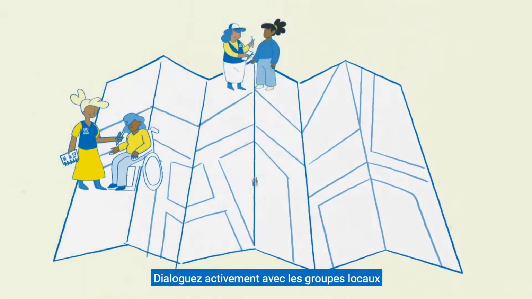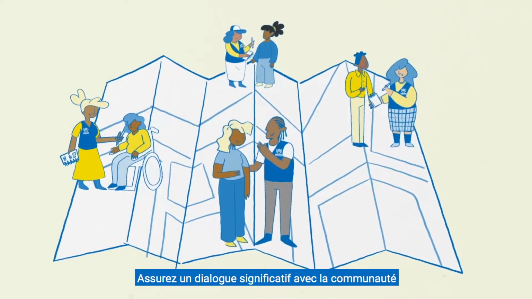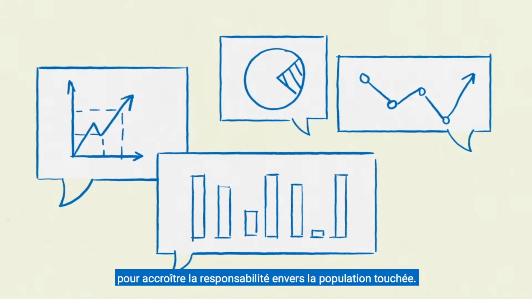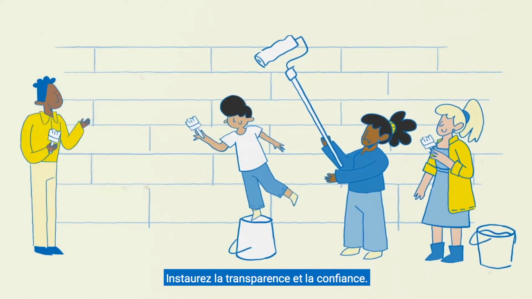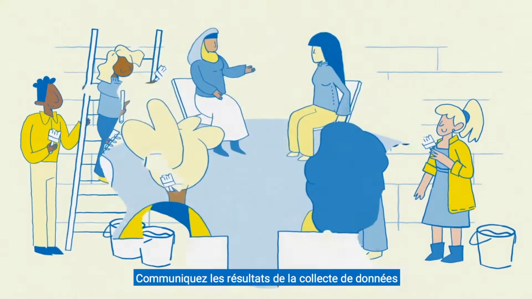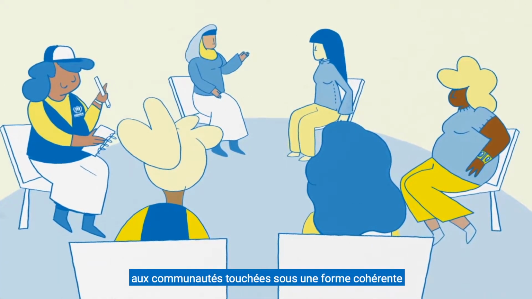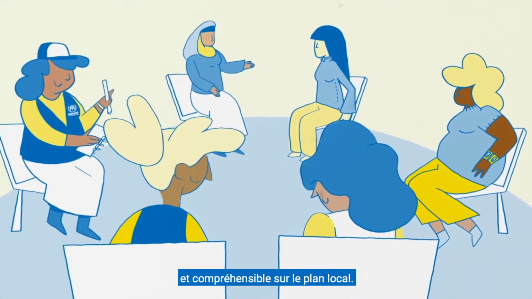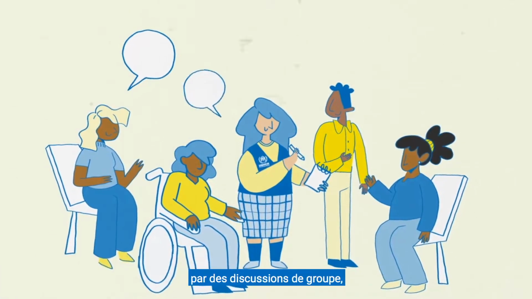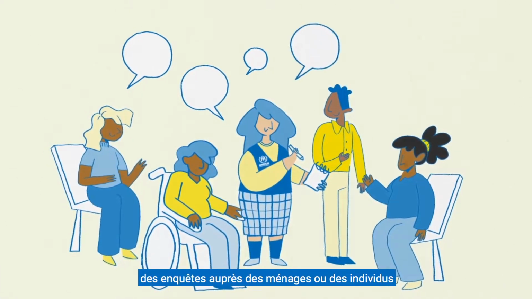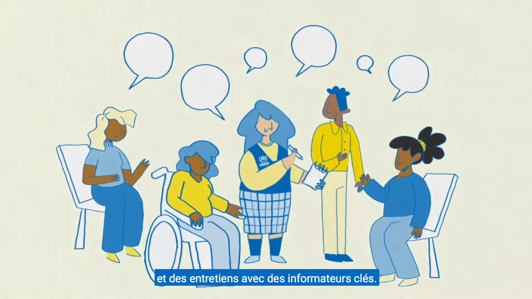Actively engage with local groups, ensure meaningful engagement with the community throughout the data collection to increase accountability to the affected population. Build transparency and trust. Bring back the results of the data collection to the communities in a locally meaningful and understandable way. Community participation could be facilitated through focus group discussions, household or individual surveys, and key informant interviews.